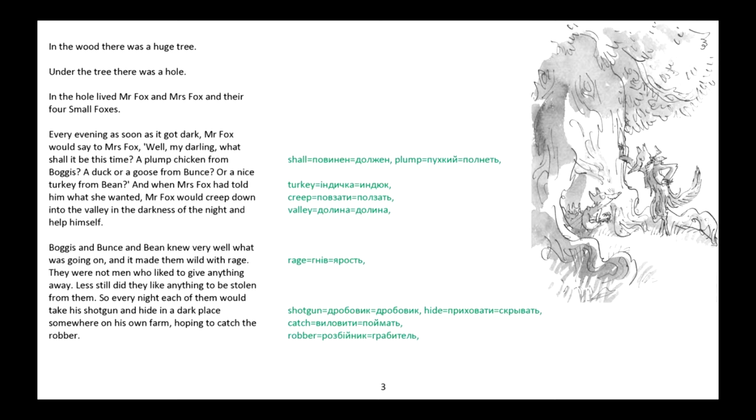Bogus and Bunce and Bean knew very well what was going on, and it made them wild with rage. They were not men who liked to give anything away. Less still did they like anything to be stolen from them. So every night each of them would take his shotgun and hide in a dark place somewhere on his own farm, hoping to catch the robber.